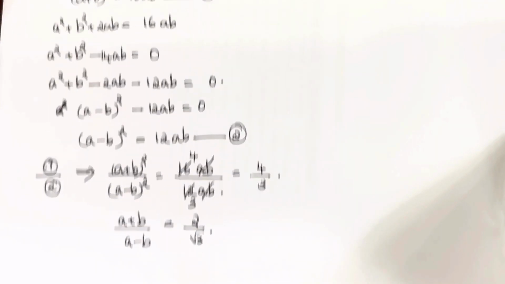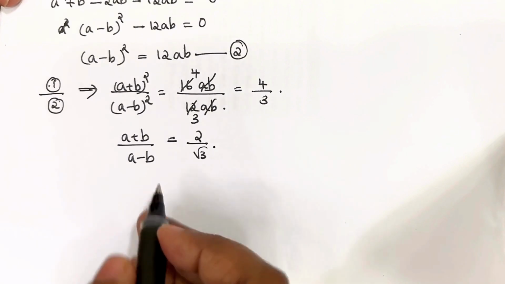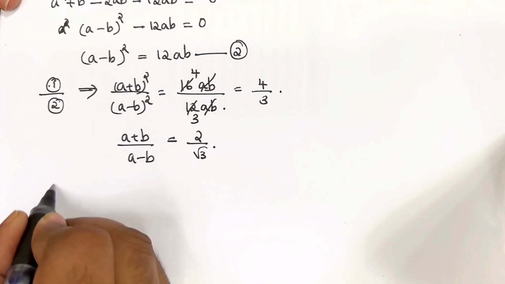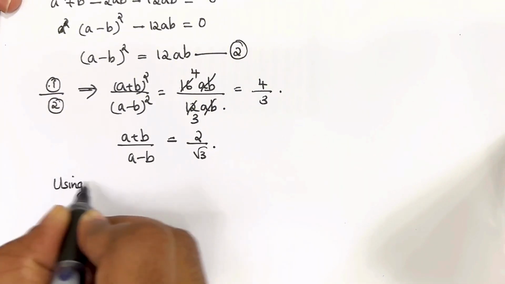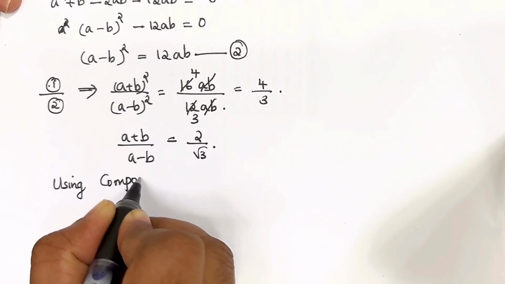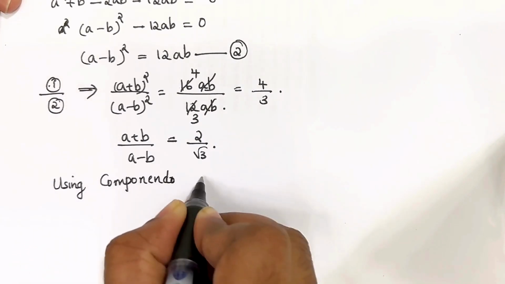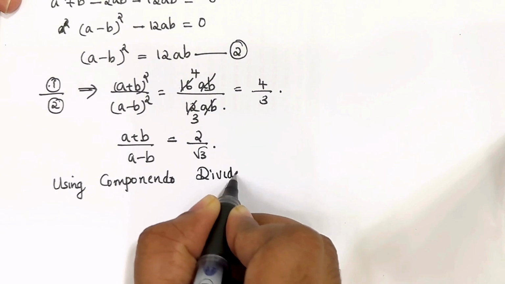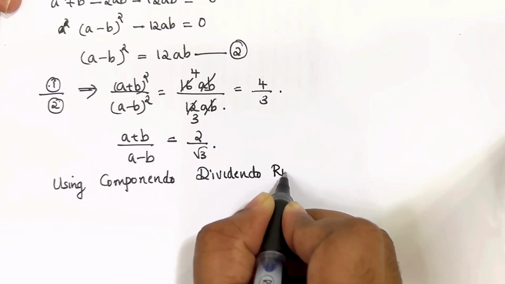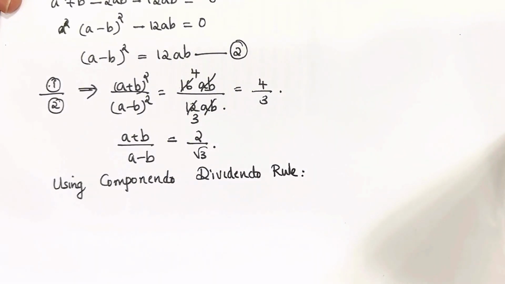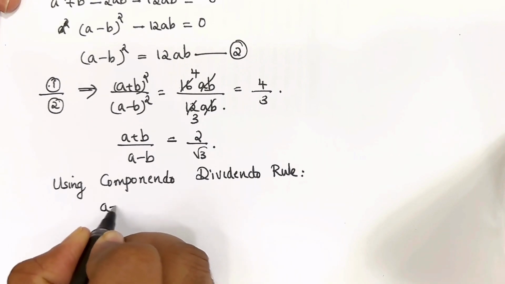Now we got a plus b and a minus b. Now using the componendo dividendo rule, we can find out a and b. Using the componendo dividendo rule, for all fractions of this type, if the sum of the terms and the difference of the terms is given in a ratio, we can find out the values of a and b using this rule. This rule is very simple. If a by b is equal to c by d, then (a plus b) by (a minus b) is equal to (c plus d) by (c minus d).